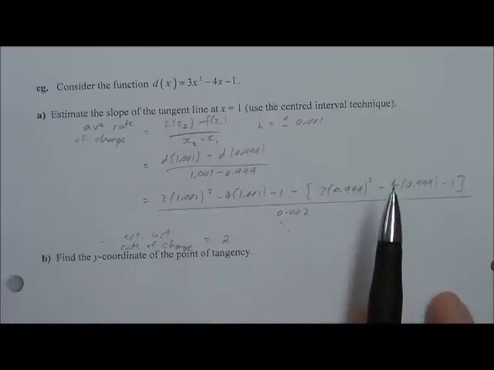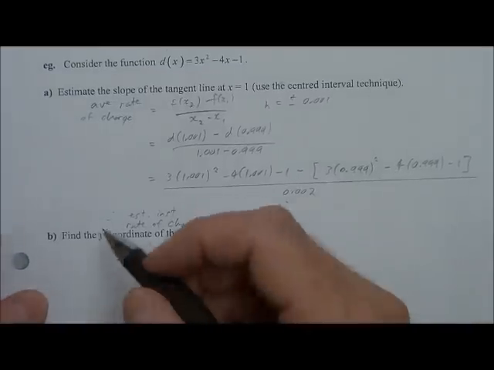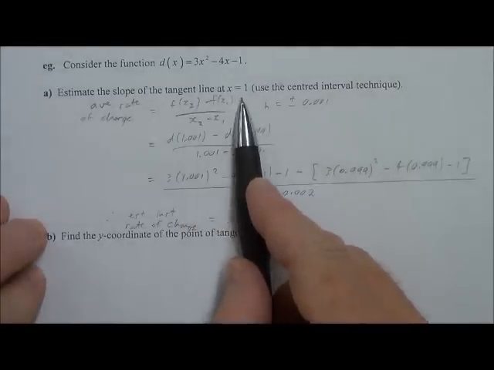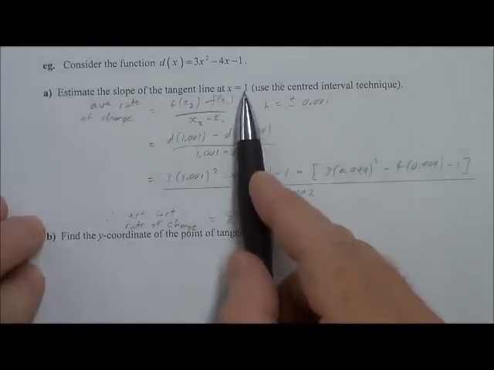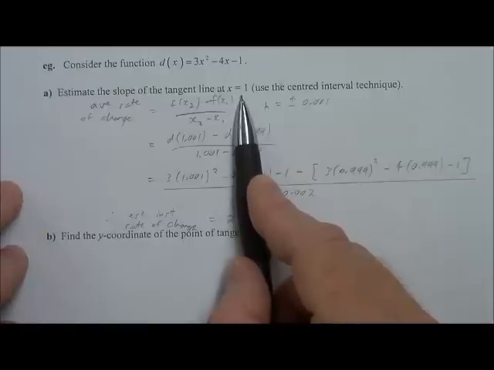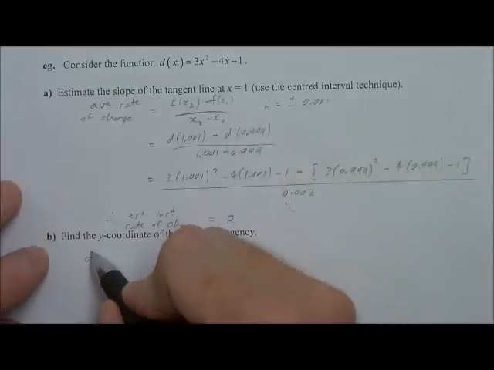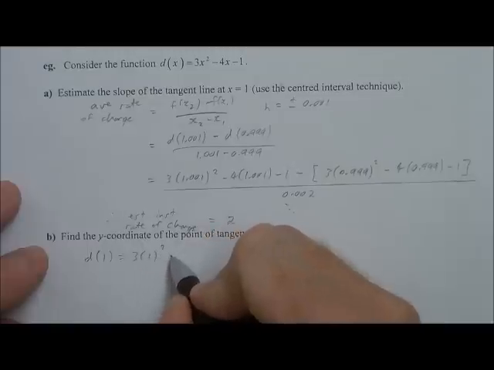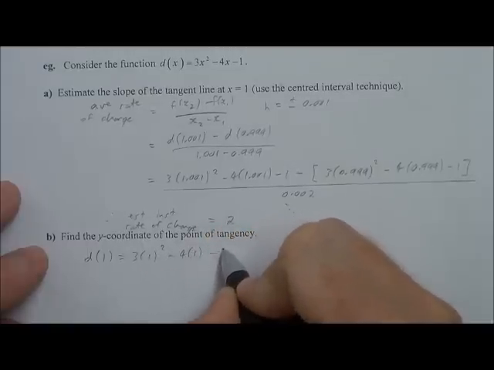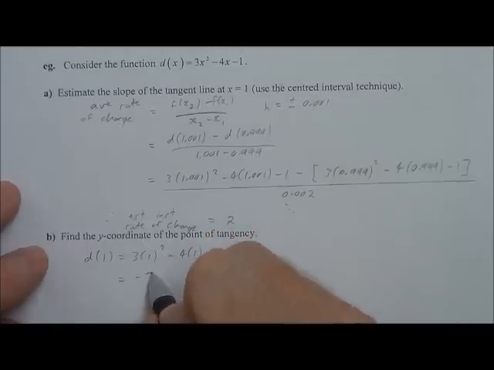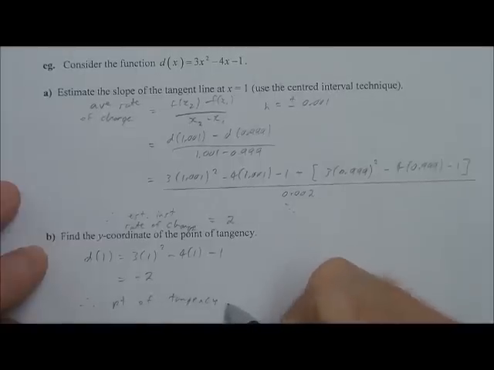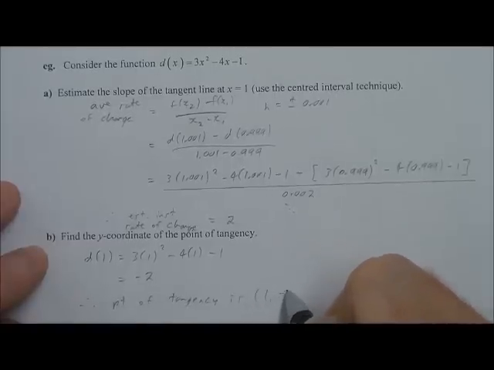Now we want to find the y-coordinate of the point of tangency. So if we were looking for the tangent line at x equals 1, the point of tangency would be generated from x equals 1 in the function. So we've got d of 1 equals -2. So the point of tangency is (1, -2).